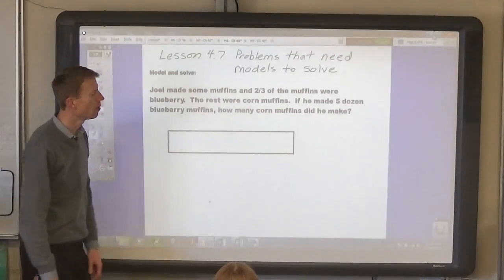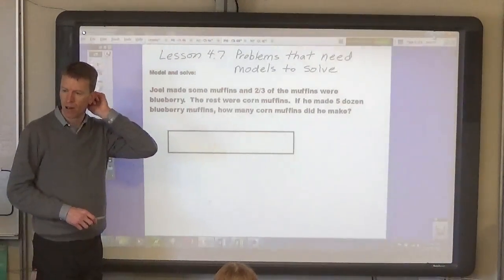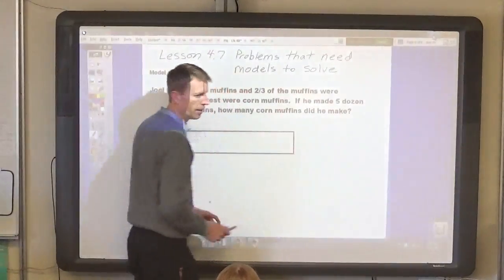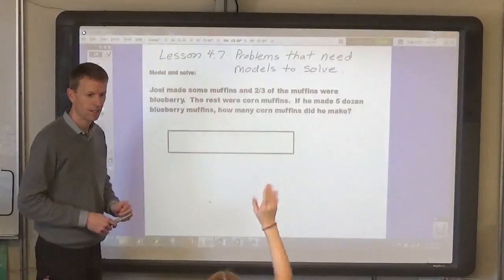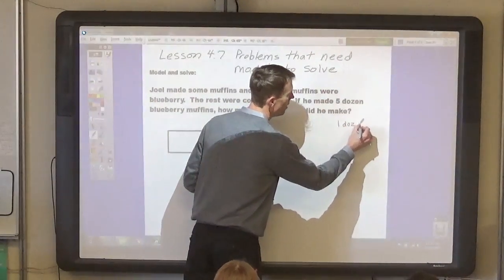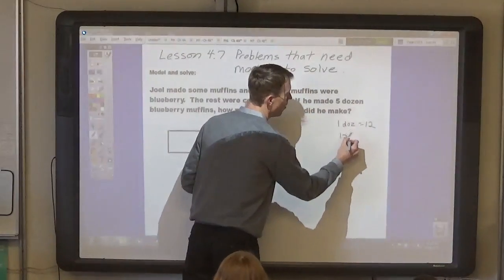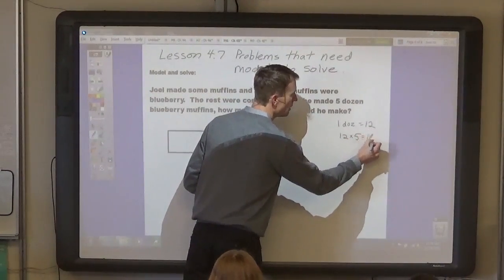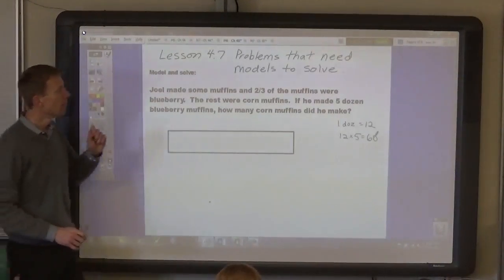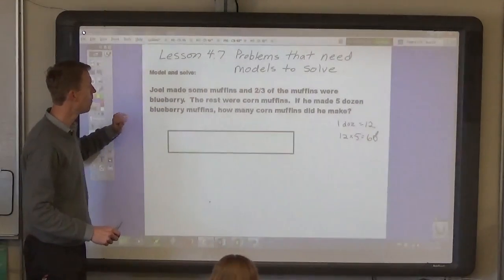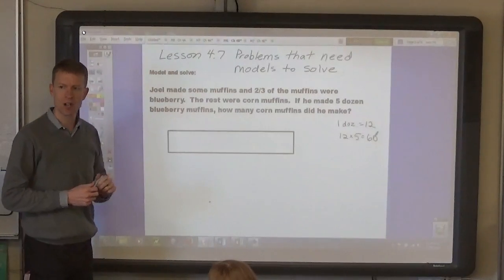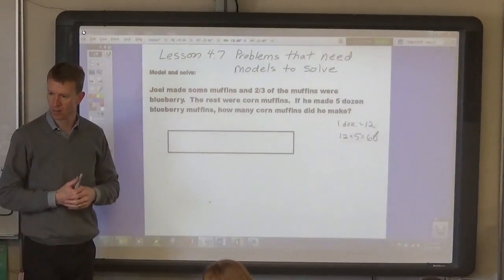Well, first of all, there are some numbers in here that we have to figure out. So, he made 5 dozen. How many is that? 60. Because 1 dozen, D-O-Z, equals 12. And so 12 times 5 equals 60, right? Now, it says that 2/3 of the muffins were blueberry. 2/3 of the total, right?